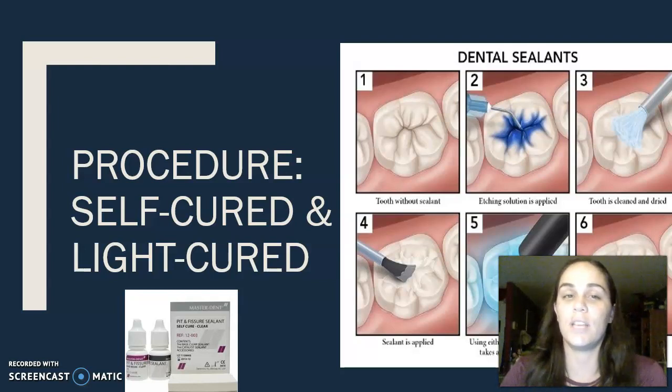In this particular example, you would use the blue light spectrum to polymerize the resin. To ensure that it cures appropriately, you will check with the explorer to ensure that all fissures and pits are covered. After that, you would remove the dental dam, check the occlusion with articulation paper, and adjust the sealant if needed.